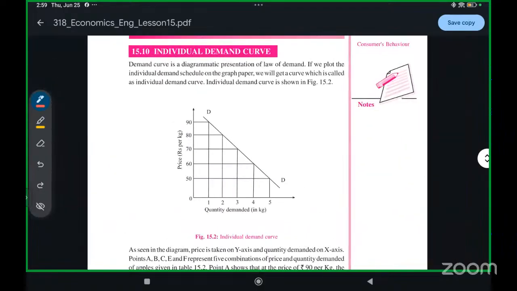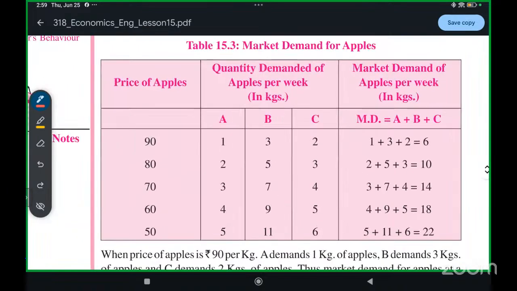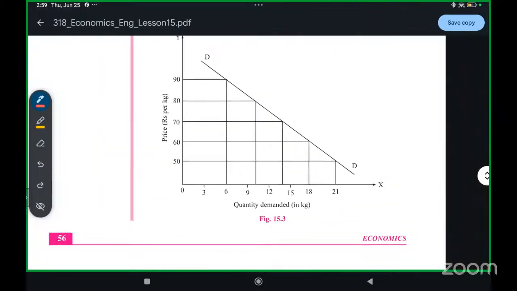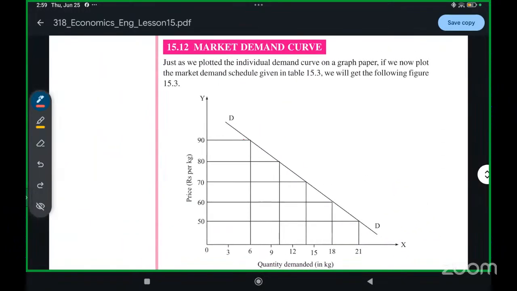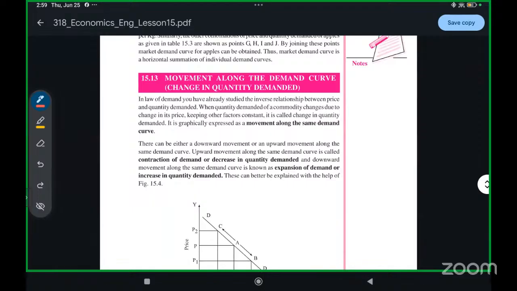Now, we saw how an individual demand curve is made. Then we talked about a market demand curve, market demand schedule. Market demand, you add up all the demands of individual buyers to find out the market demand. We saw the market demand curve, and then we saw the movement along the demand curve, how in the same demand curve there is an upward and downward movement.